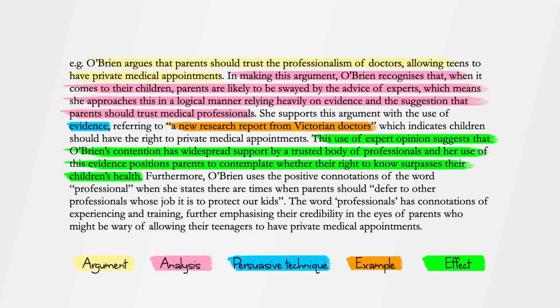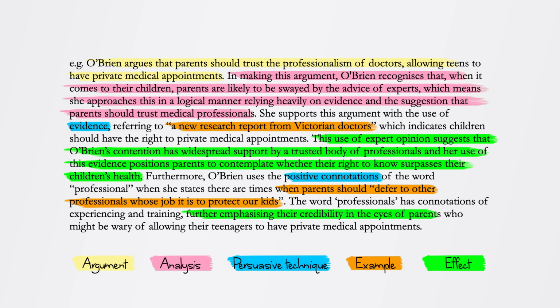Furthermore, O'Brien uses the positive connotations of the word professional when she states there are times when parents should defer to other professionals whose job it is to protect our kids. The word professional has connotations of experience and training, further emphasising the credibility of doctors in the eyes of parents who might be wary of allowing their teenagers to have private medical appointments.